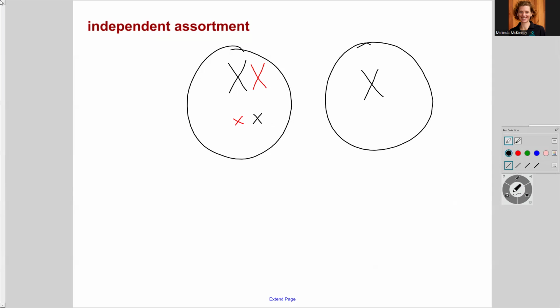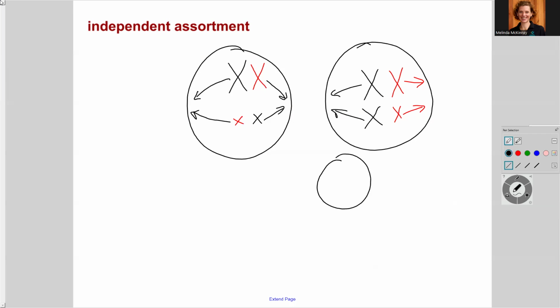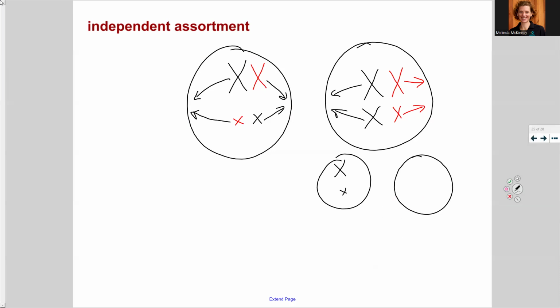And here's another example of how these may line up in metaphase 1. So it could line up like this. Once they're separated, these are going to go to one side, and these are going to go to the other side. That's going to generate different possible combinations of chromosomes in the daughter cells, right? So this daughter cell over here is going to have these two small ones. This daughter cell over here is going to have these two red ones.